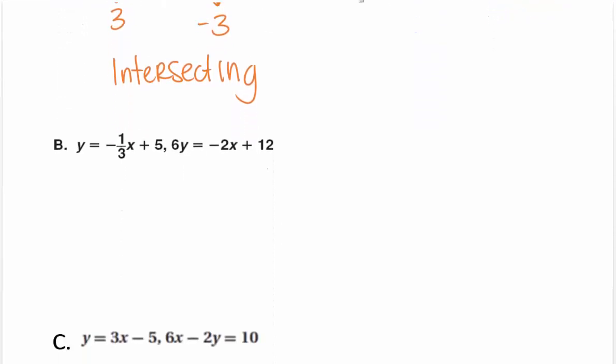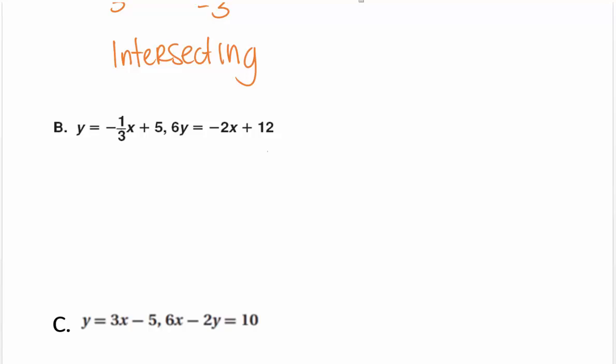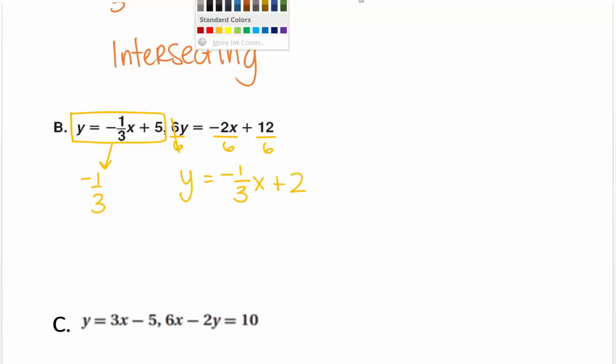So now the next one, this first equation is in y equals mx plus b form, but the second one is not. So this one right here, my slope is negative 1/3. I gotta find the slope of this guy, and in order to do that, I need to make sure y is alone. So what I'm going to do is divide everything by 6. So this gives me y equals negative 2/6 is the same thing as negative 1/3. And 12 divided by 6 gives me 2.